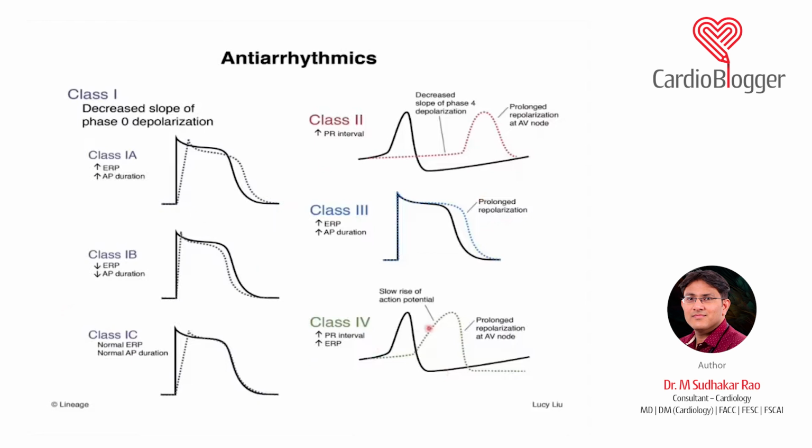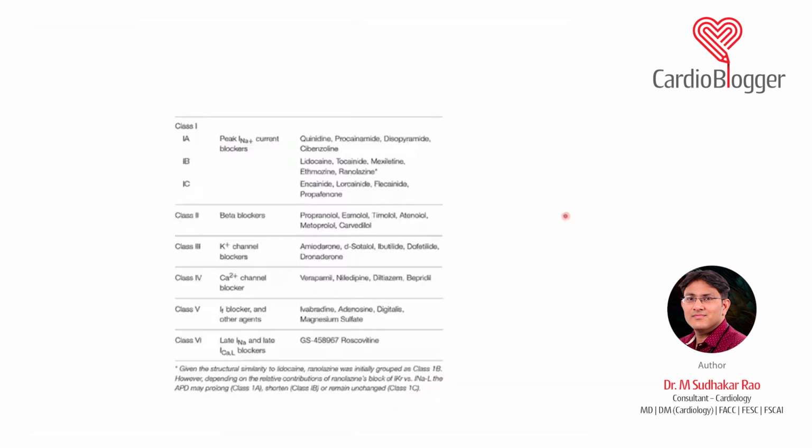The class 3 agents are bretylium, ibutilide, dofetilide, and amiodarone, dronedarone. These drugs prolong the action potential duration by increasing the effective refractory period, and that is why they can be harmful. They can cause QT prolongation and torsades de pointes and all. So this is about the mechanism of these drugs.